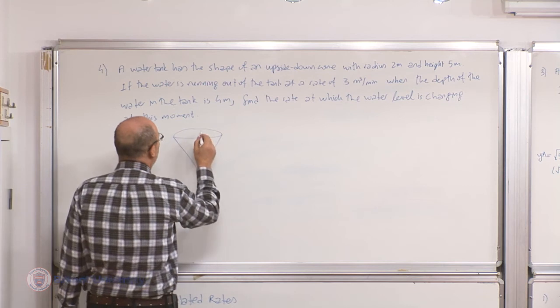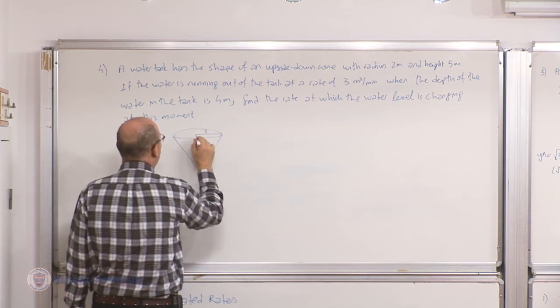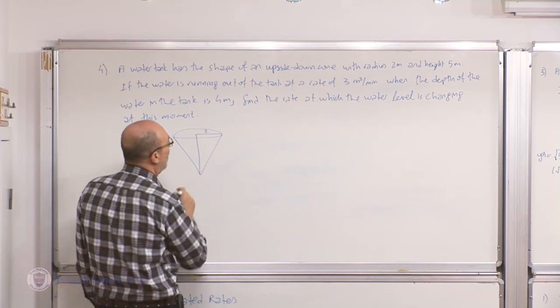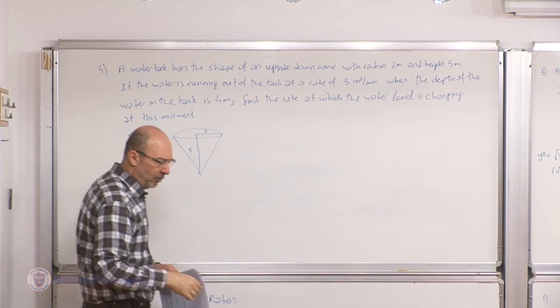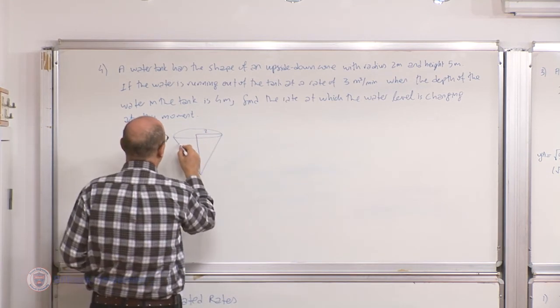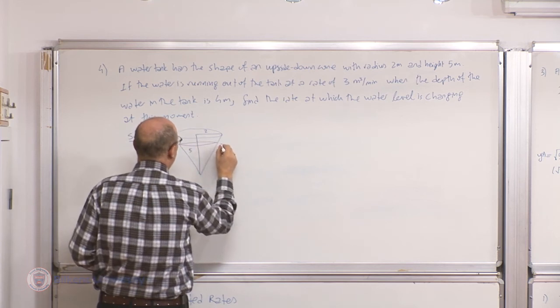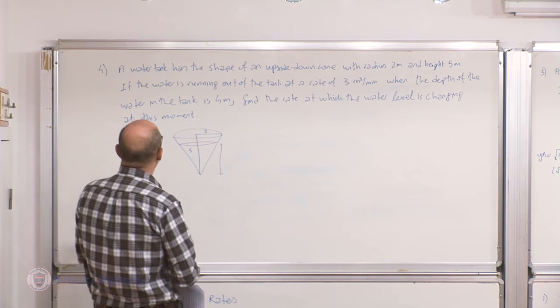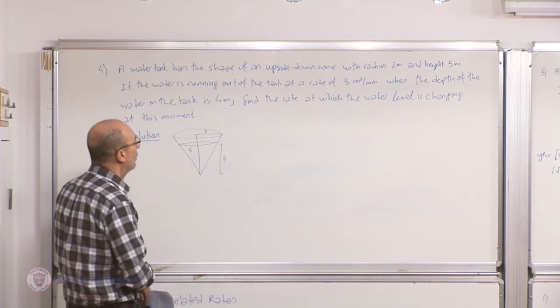So this is the radius. This part is 2. And this part is 5. And then we have a different consideration. There is water here. And the height of this water is 4. This is 4.